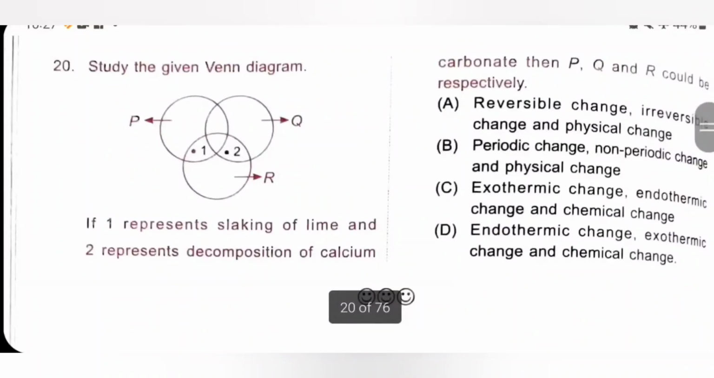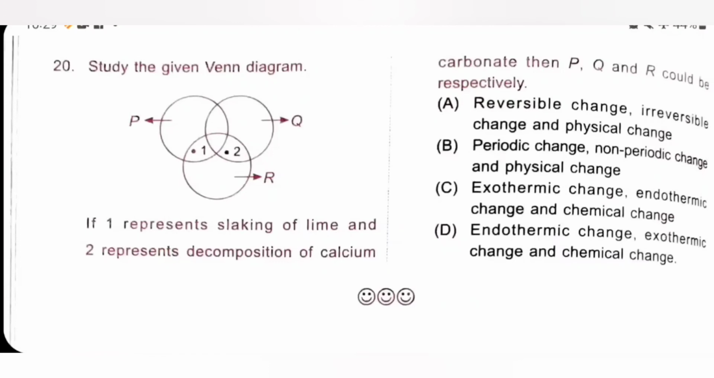Study the given Venn diagram. If 1 represents slaking of lime and 2 represents the decomposition of calcium carbonate, then P, Q and R could be respectively: A. Reversible change, irreversible change, physical change. B. Periodic change, non-periodic change and physical change. C. Exothermic change, endothermic change and chemical change. D. Endothermic change, exothermic change and chemical change.